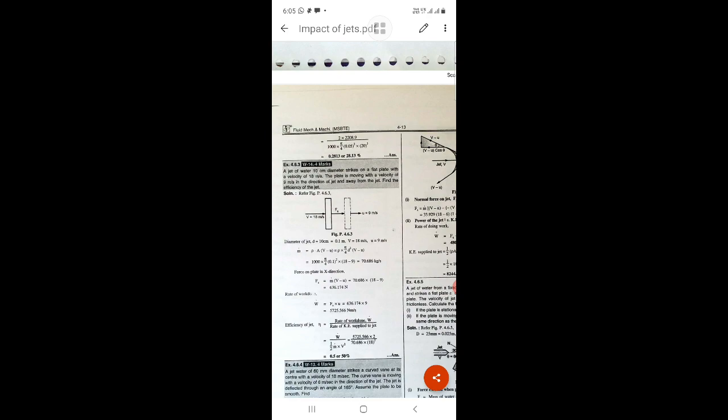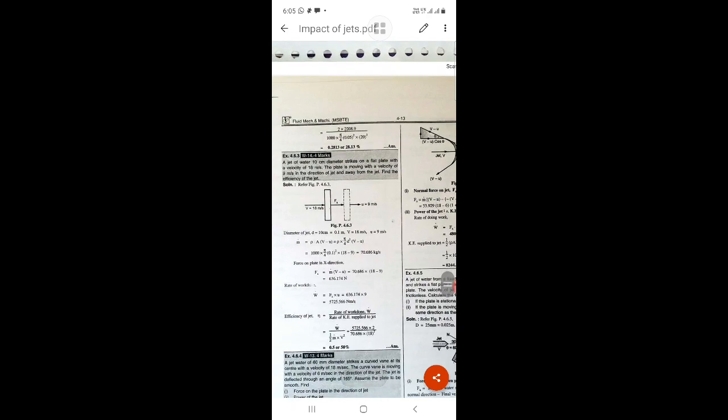So with the help of that, efficiency is work done to the kinetic energy. So with the help of that, efficiency is 50%, rho A V square. So write down this formula. Write down this for the problem.